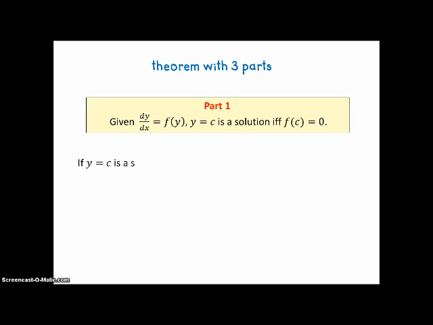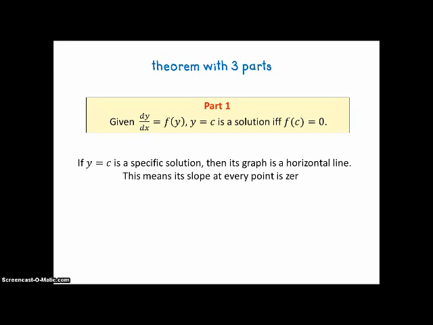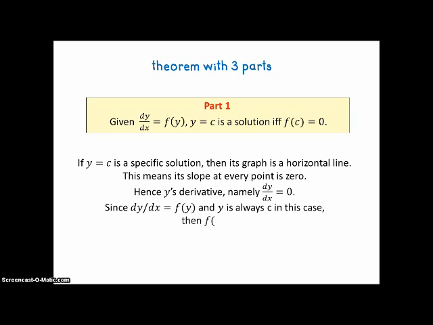Well, why is that? Well, if y equals c is a specific solution, then its graph is a horizontal line, right? This means that its slope at every point is 0. Hence, y prime, namely dy/dx, has to equal 0, and since dy/dx is f of y, and y is always c in this case, then f of c is always going to be 0. Okay?